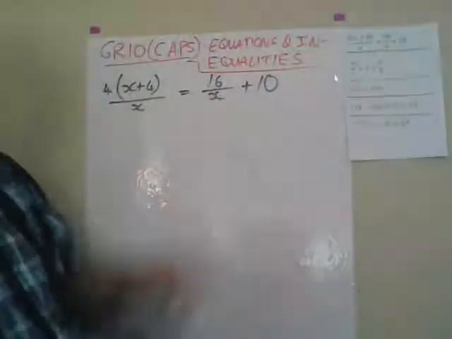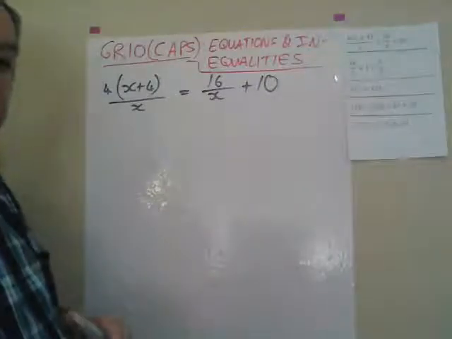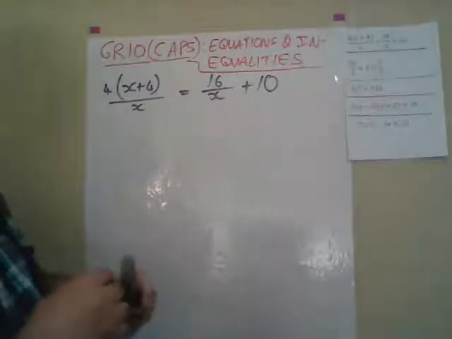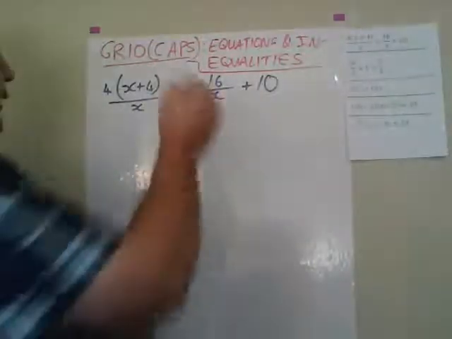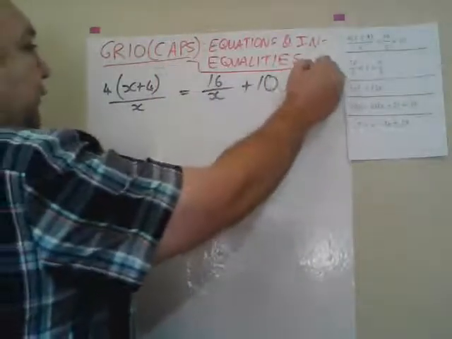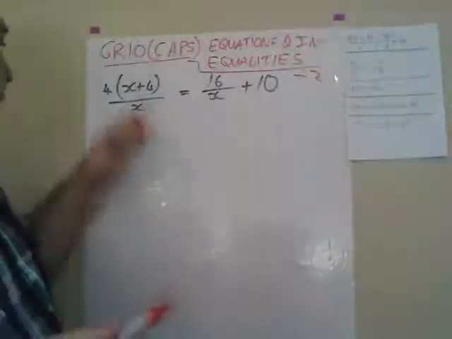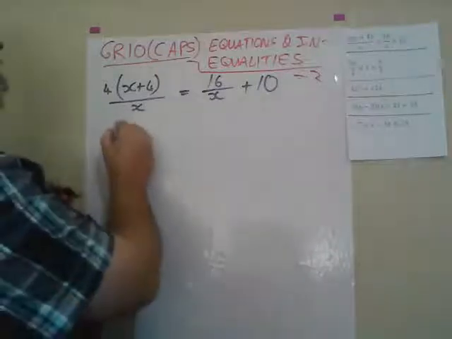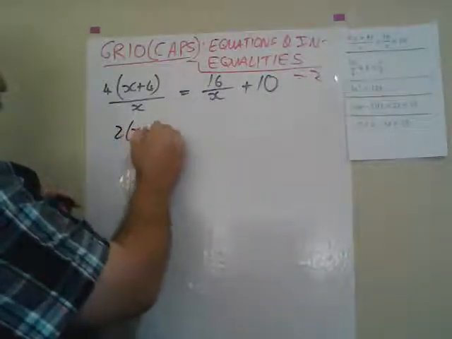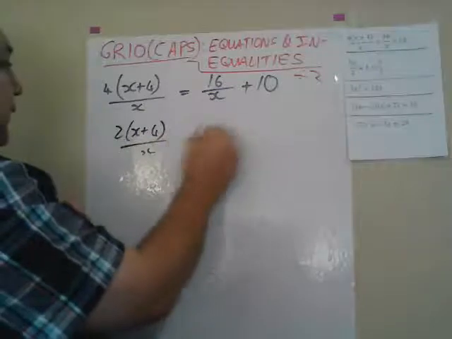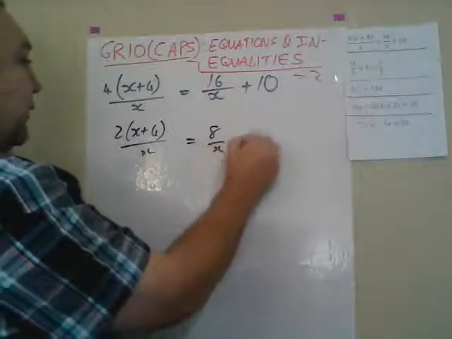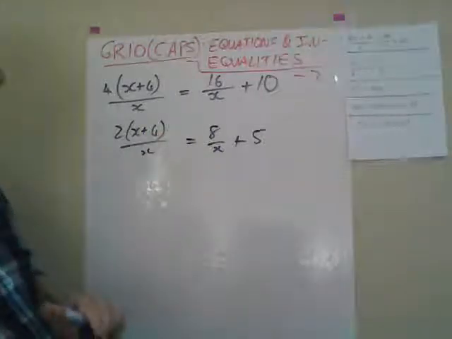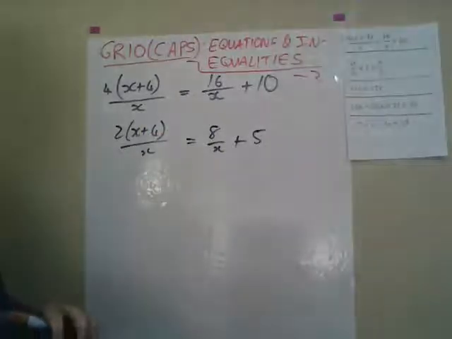First thing I look for when I see a relatively complex question is common factors. Now I see there's a common factor of 2 in 4, 16, and 10. So I'm going to divide right through by 2, all the numerators. So that leaves us with 2 times (x plus 4) over x is equal to 8 over x plus 5. Now this makes the sum a little bit simpler because we're working with smaller numbers.